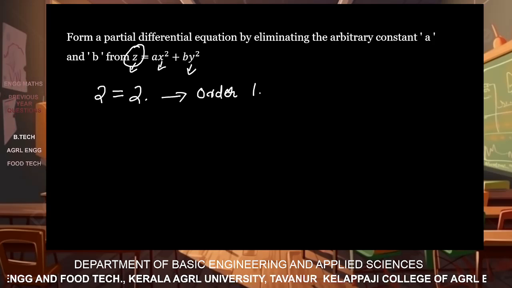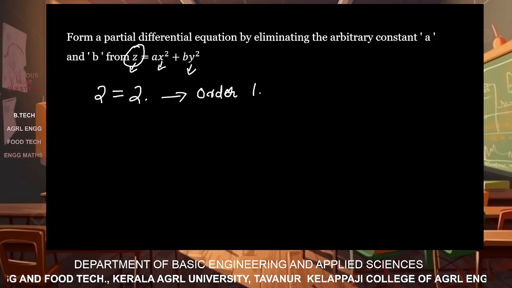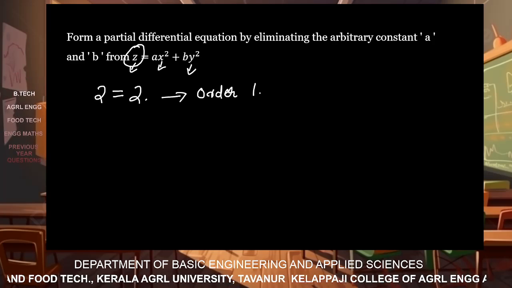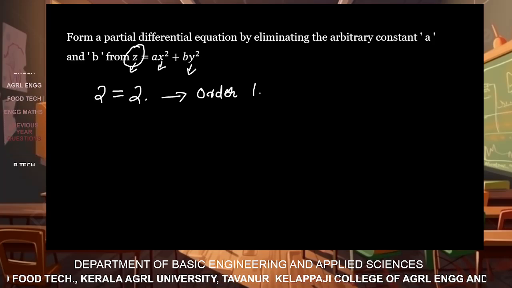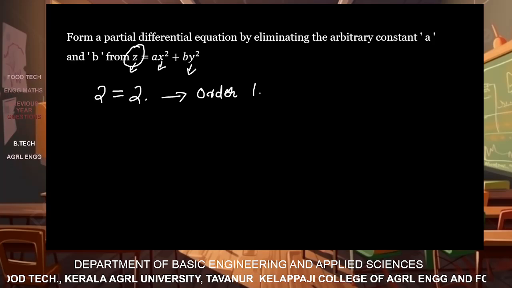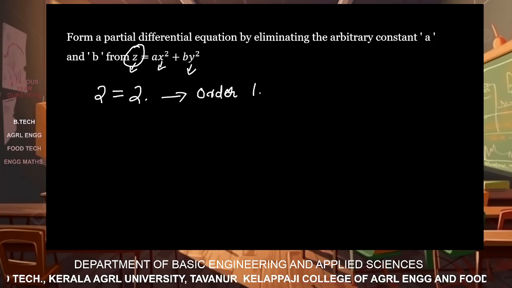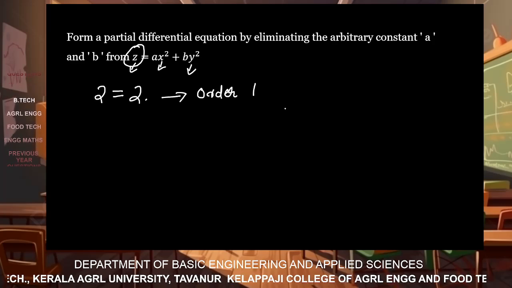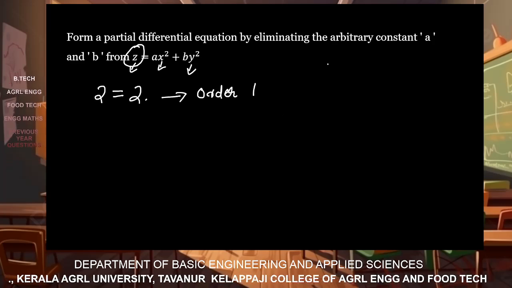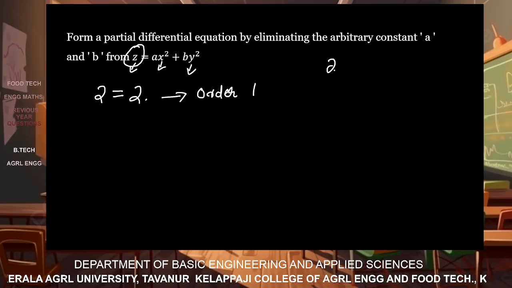So here there are 3 variables, x, y, z. z is considered as the output variable, so x and y are the independent variables. So what we can conclude is that the order of the partial differential equation is actually 1. That means you can use only the first order derivative.